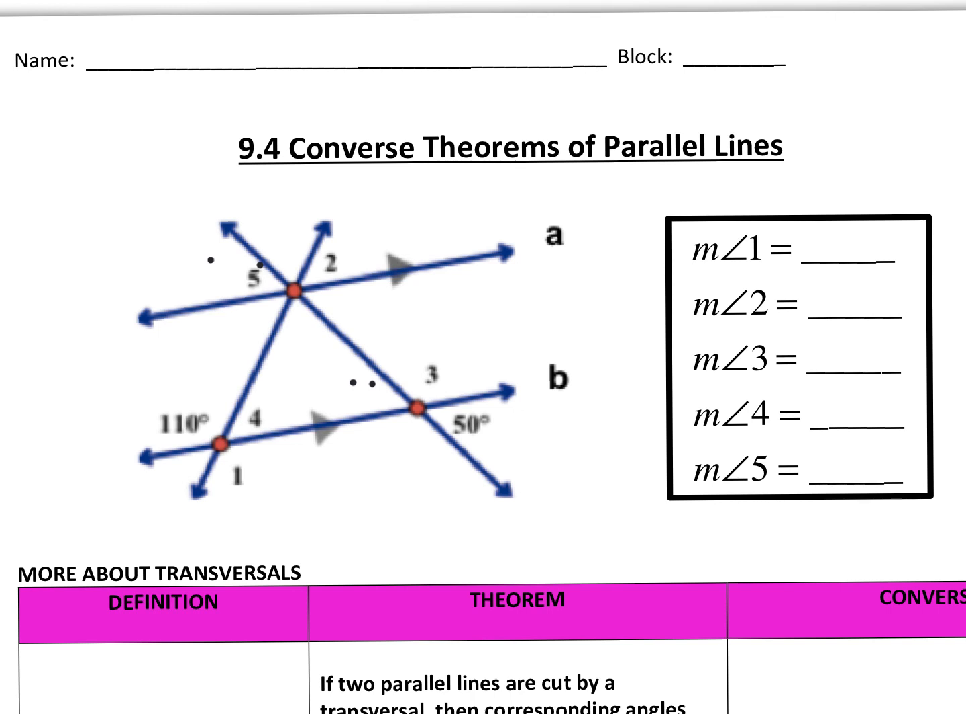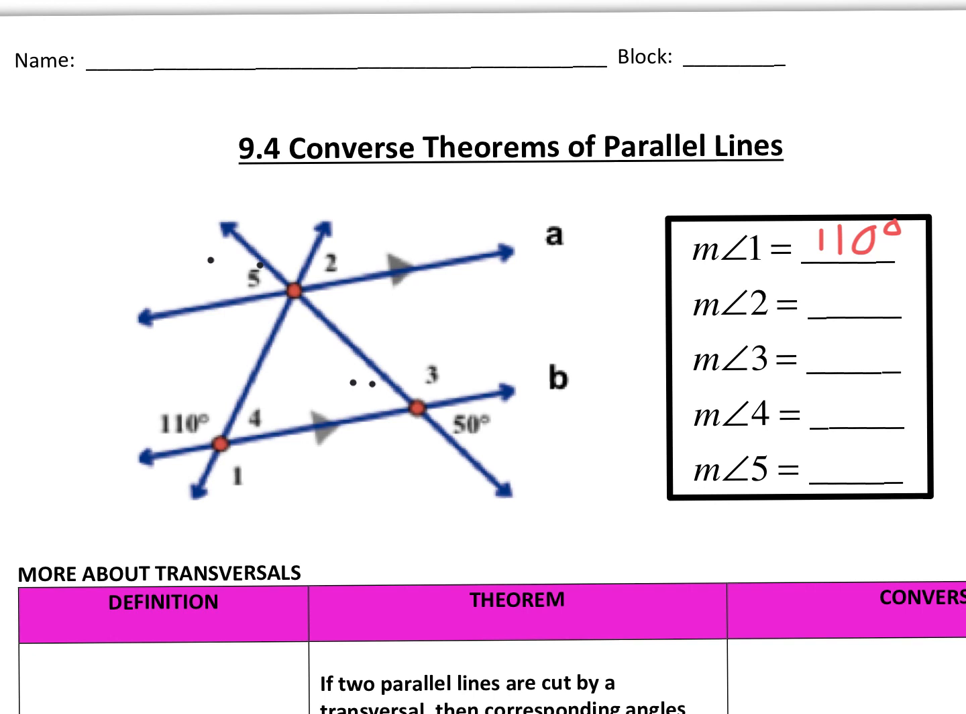All right, so the whole name of the game here is you don't have to go in order. We'll go in order when we can, but we don't have to. So let's go ahead and build this thing up. The first thing I notice is angle 1 right here. This angle is directly across from 110. I know what you're thinking, vertical angles. Yep, and vertical angles are congruent. So if the first one's 110, so is the other one.